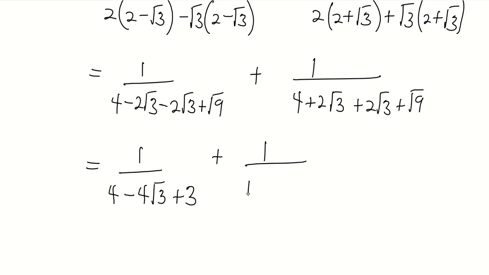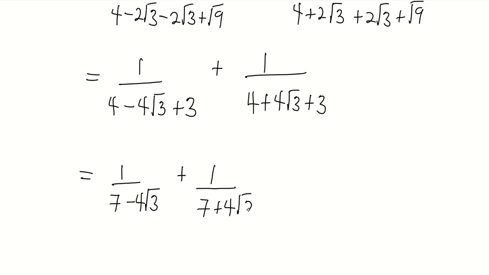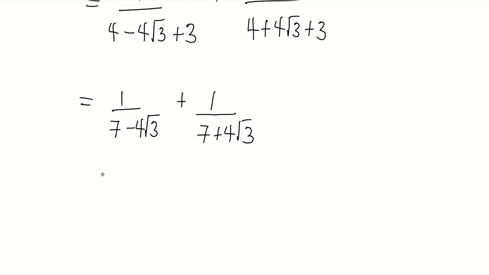So we have 4 plus 4 square root of 3, and we know square root of 9 to be the same thing as 3. Now it continues, and we have here as 1 out of, so 4 plus 3 gives us 7, so we have 7 minus 4 square root of 3 plus 1 out of, so 4 plus 3 also gives us 7, so we have 7 plus 4 square root of 3. Now at this point we have to find our LCM for us to simplify.